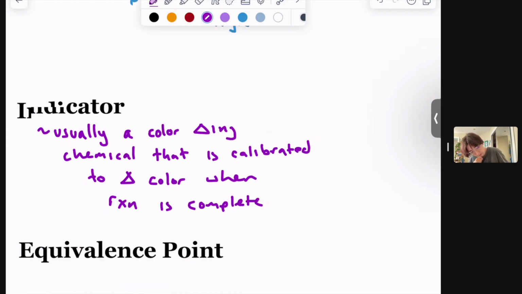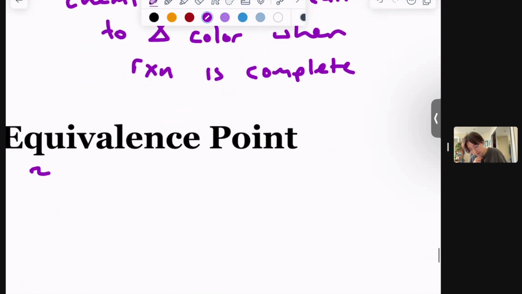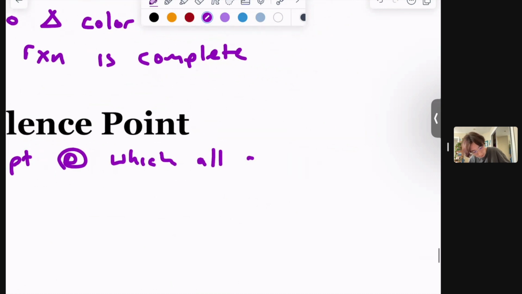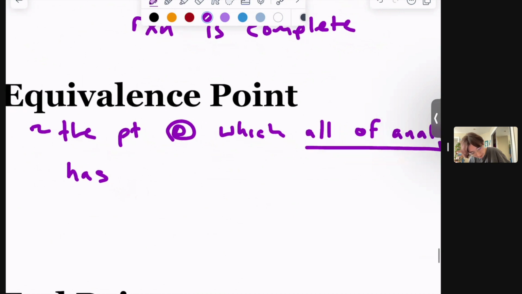Okay. Equivalence point. This is our fancy word for the point at which all of the analyte has reacted with the titrant.